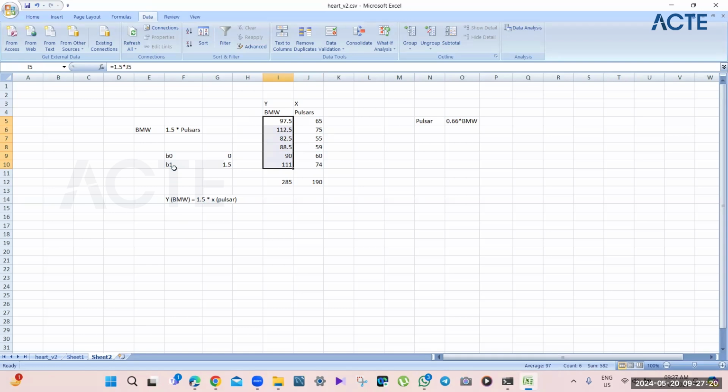Just that we don't have an intercept value here. Imagine we had an intercept. Let's say this value was 54. What does intercept mean here? Intercept 54 means the BMW value will probably start 54 kilometers after the Pulsar's value. So this is the intercept.